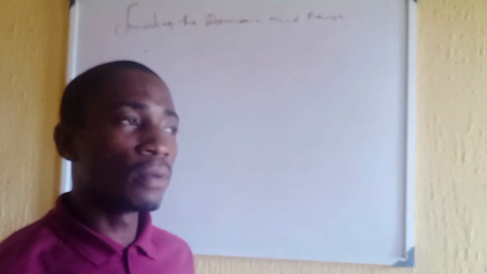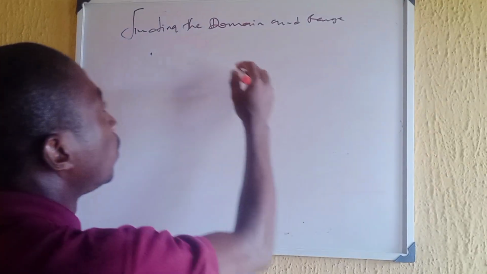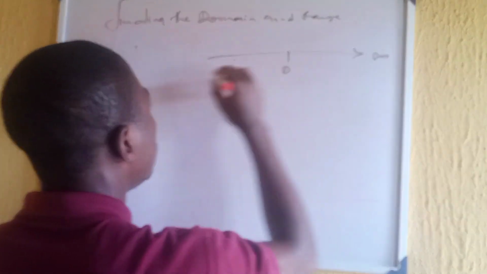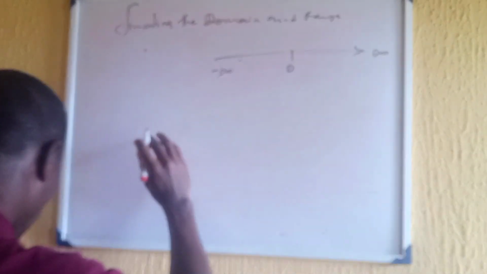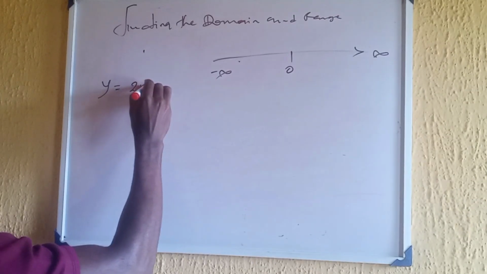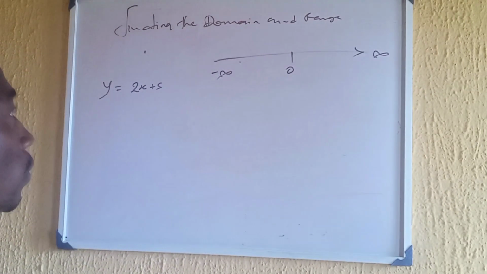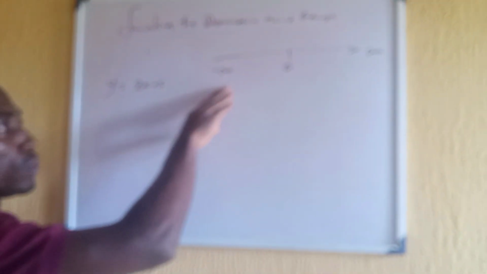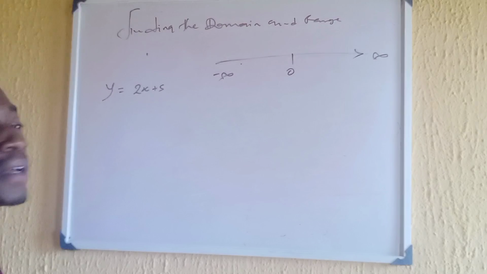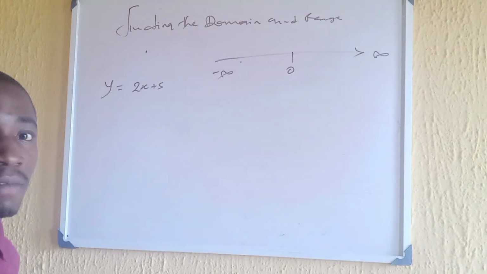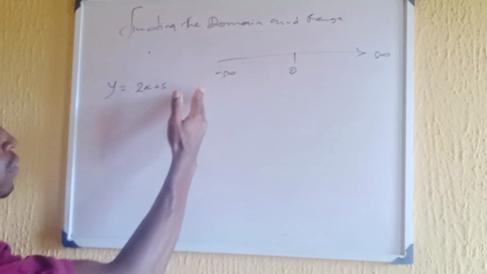Let's take another example. I'll draw the number line again. We have positive infinity, negative infinity. Let's say we have y equal to 2x plus 5. We want to know, as we move towards positive infinity, is there a particular number that cannot be an input value for this? Let's check.